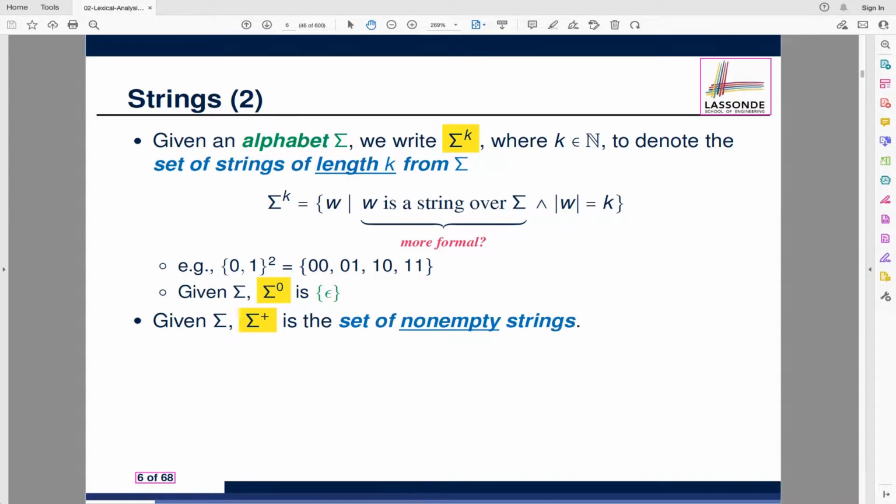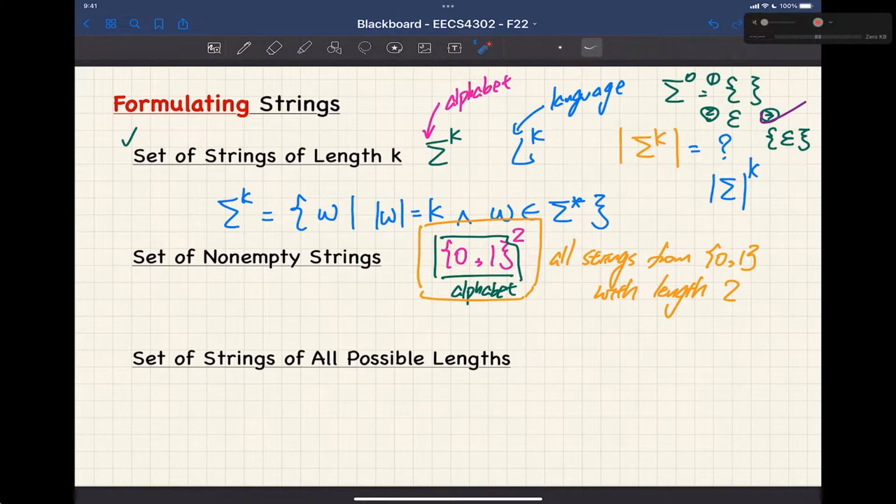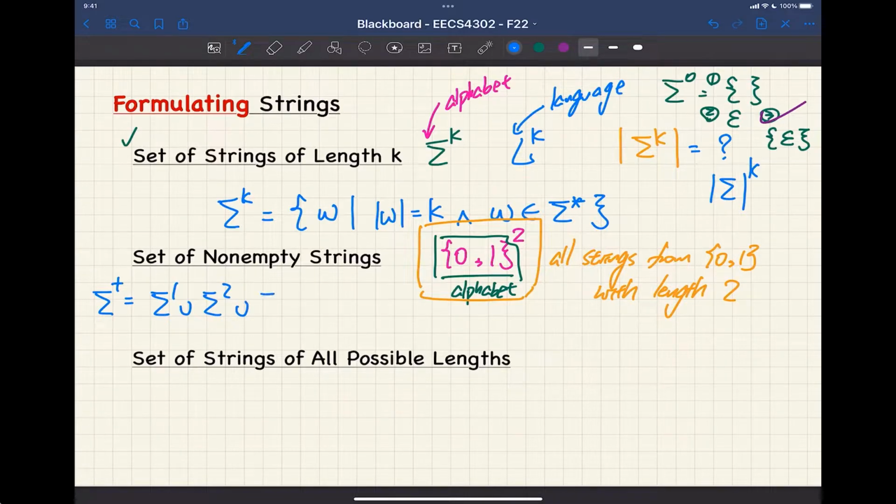How do we formulate this? Let's try that. I'll start you off very quickly, and then we can see how we can simplify it. Sigma plus. Okay? We certainly know it's not the empty string, right? So it cannot be sigma zero. It's going to be sigma one union sigma two union sigma to the power three, and so on. It's going to be the language.